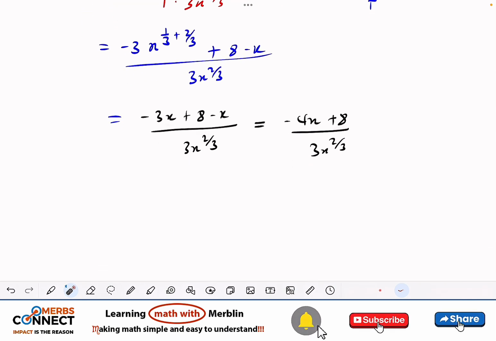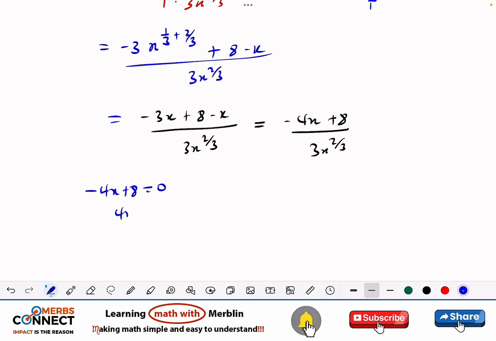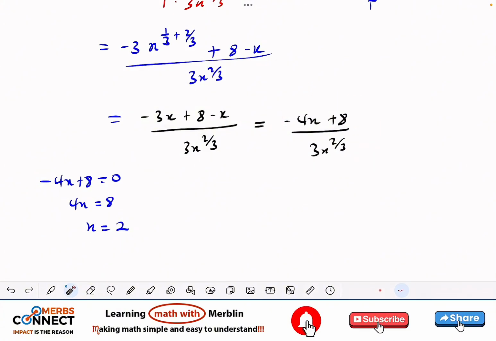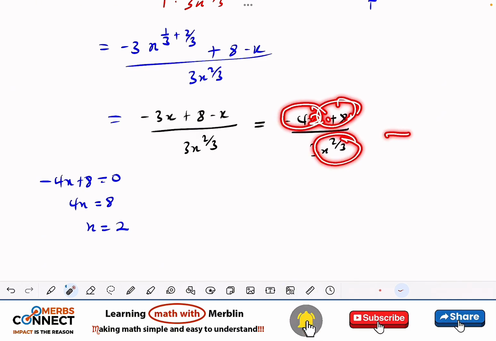So this is what I'm going to do. If I want the zeros, then I'll pick the top, which is minus 4x plus 8, and set it to 0, and solve for x. So 4x is equal to 8, and x is equal to 2. So when x is equal to 2, this will be 0. So when I plug in 2 here, this will be 8 minus 8, which is 0, divided by this, and this one will be 0.